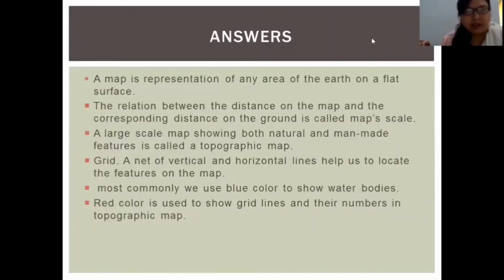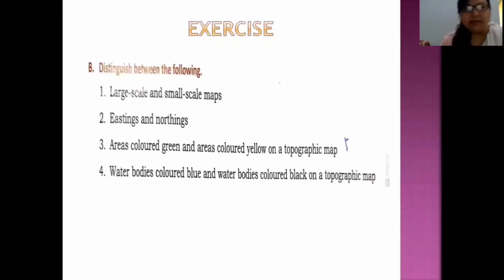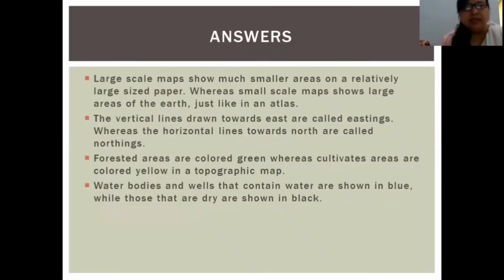Next exercise is, distinguish between the following. First we have large scale map and small scale maps. Large scale maps show much smaller areas on a relatively large size paper, whereas small scale map shows the large area of the earth just like in an atlas. This is large scale map and small scale map.